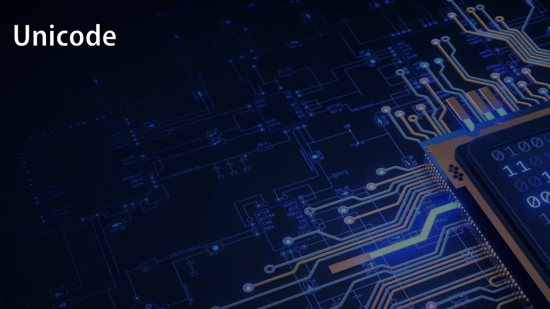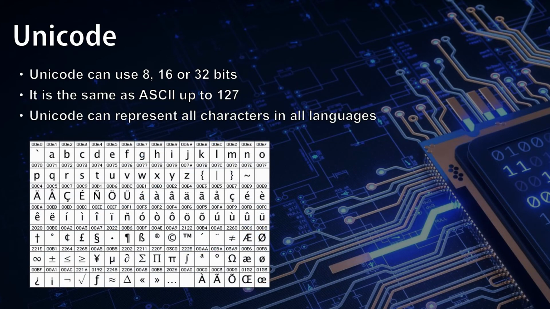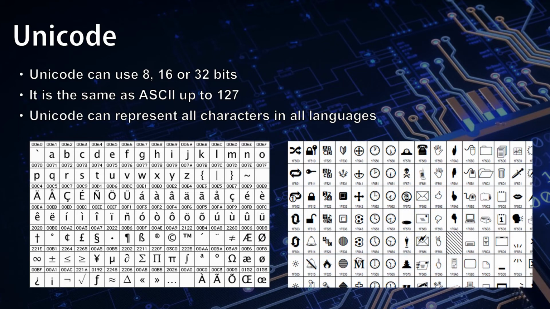Unicode is another type of character set. It can use either 8, 16, or even 32 bits. Its codes are the same as ASCII up to 127. The big advantage of Unicode is that it can represent all characters in all languages from all over the world. As well as other languages, Unicode has allowed us to encode all the emojis that have become so popular.